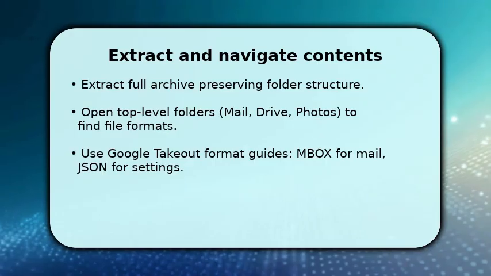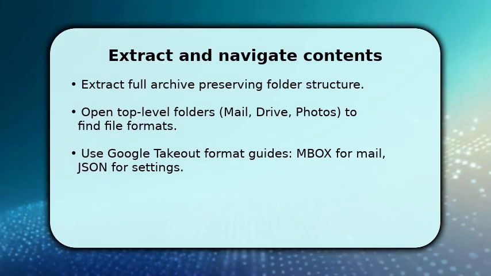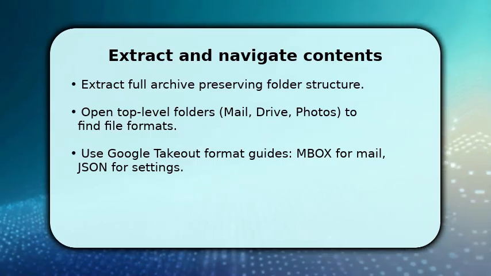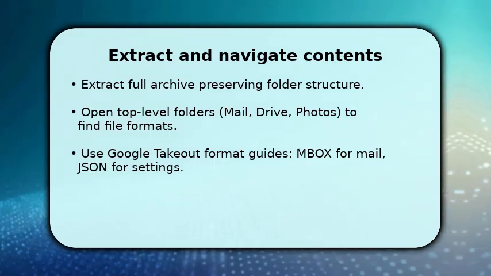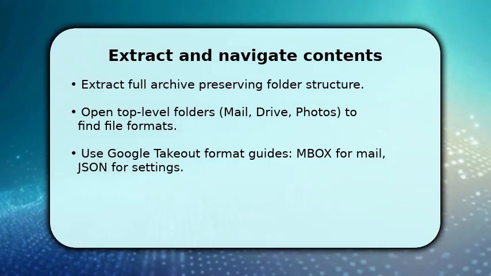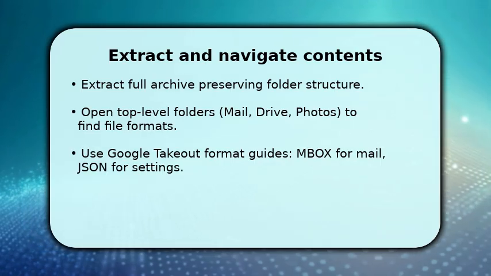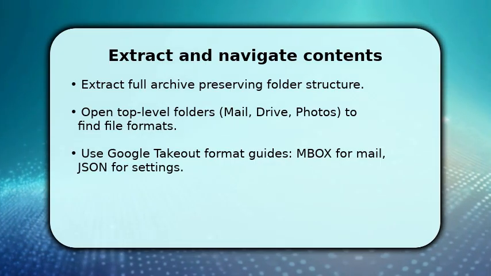You're extracting now. Choose full extraction and keep the original folder structure so paths match what Google exported. After extraction, open top-level folders such as Mail, Drive, and Photos to identify the file types inside. For example, Mail usually contains Mbox files and Drive may contain original file types or zipped subfolders.